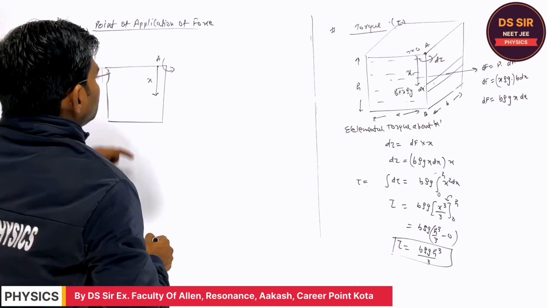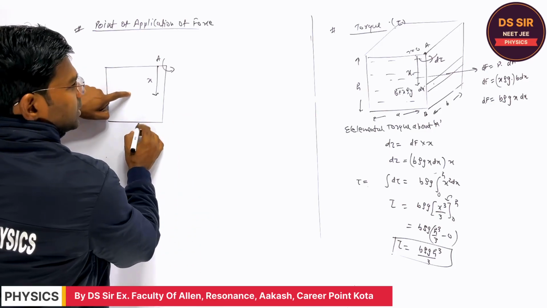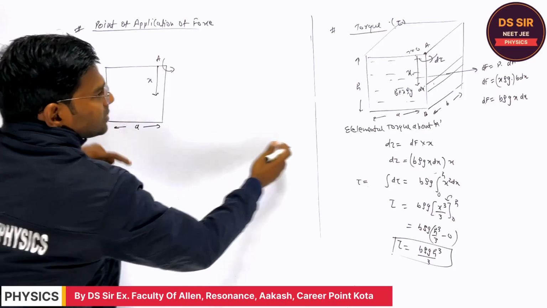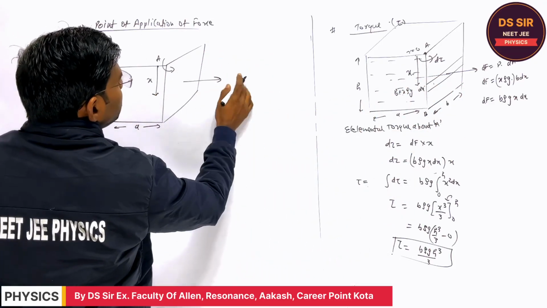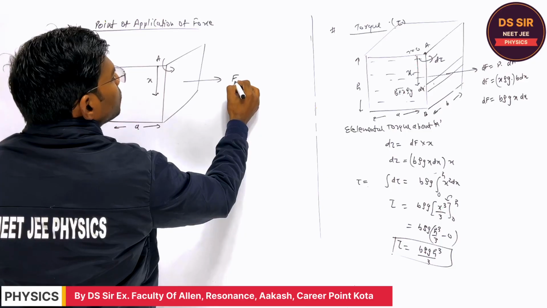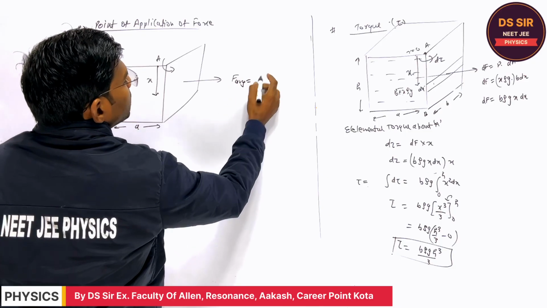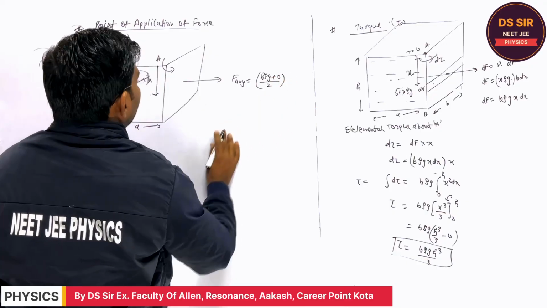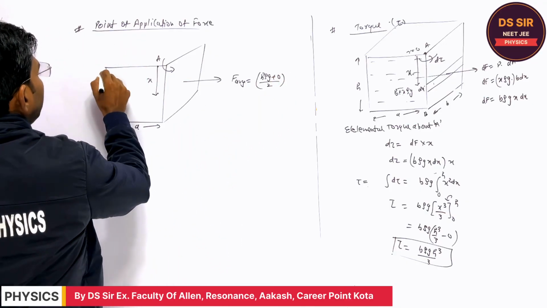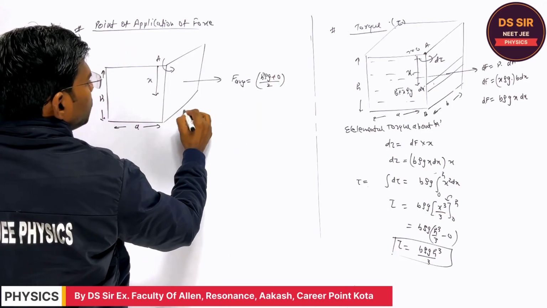All right. So can you tell me, if this is the side A and this is the side B, what is the net force? What is the average force? Say h rho g by 2, with 0 at the top. And what is the area? This is the h and this is the B.